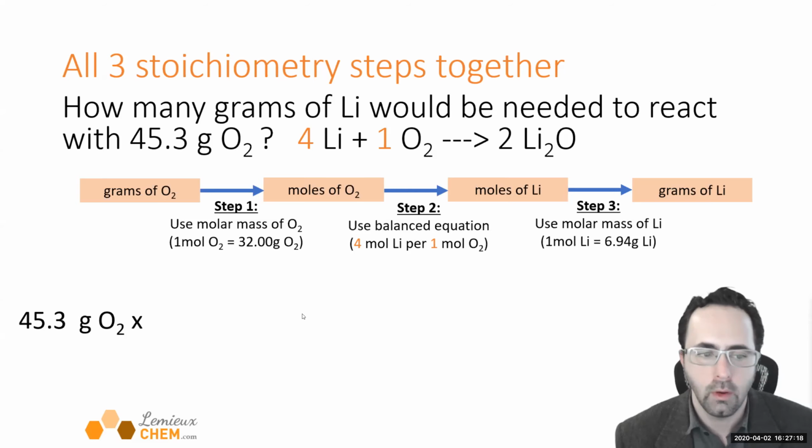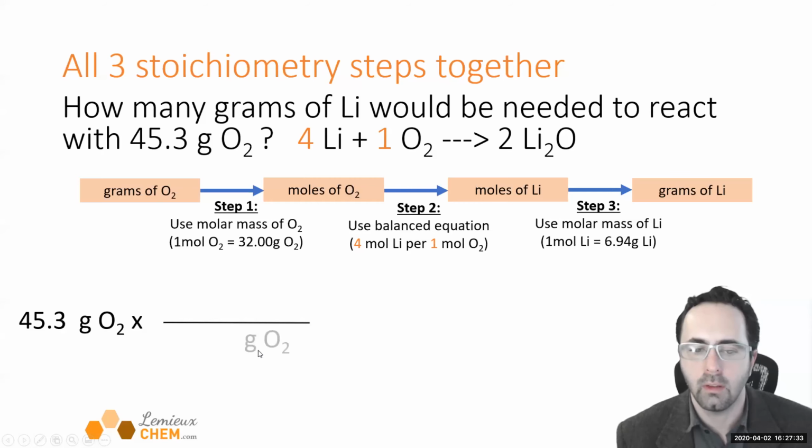So here we have 45.3 grams of O2. That's what we started with right here. And we're going to apply a conversion factor for step 1. We're going from grams of O2 to moles of O2. We make sure the unit's the same. And then it's 1 mole, 32 is the number that goes with the grams of O2. We write that there. The grams of O2 cancel. And the other side of the fraction is the 1 mole of O2. So we put it right there. That's the end of step 1.